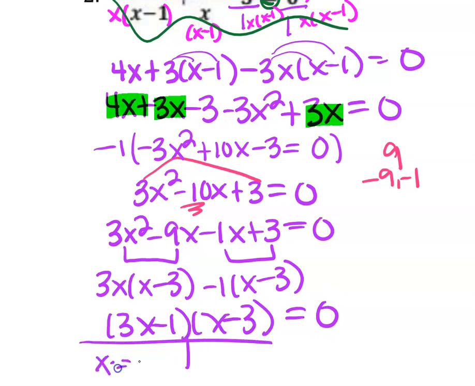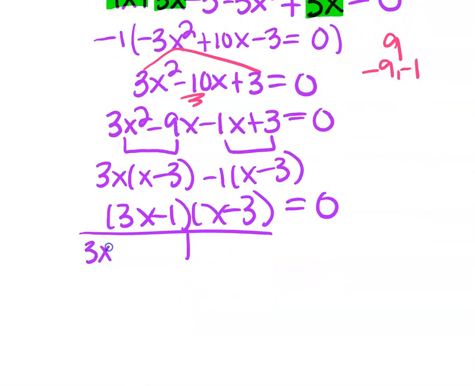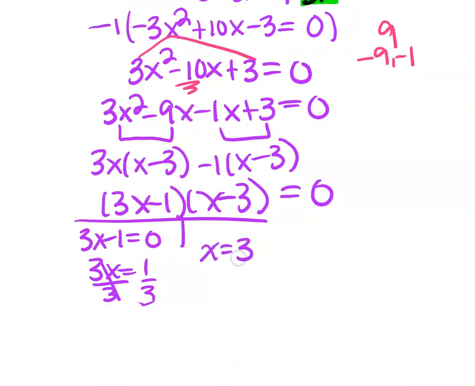Now, when I solve, by setting each part equal to 0, keep in mind this is 3x minus 1 equals 0, so 3x equals 1. So I'm getting x to be 1/3. The other one is giving me x equals 3.